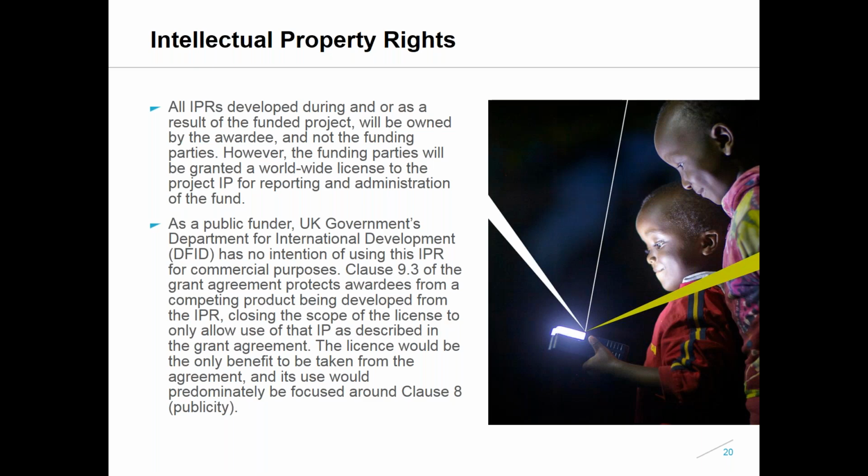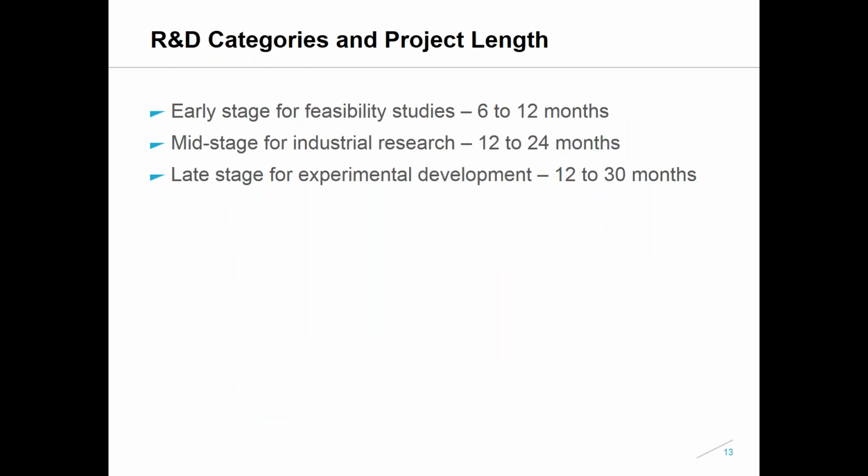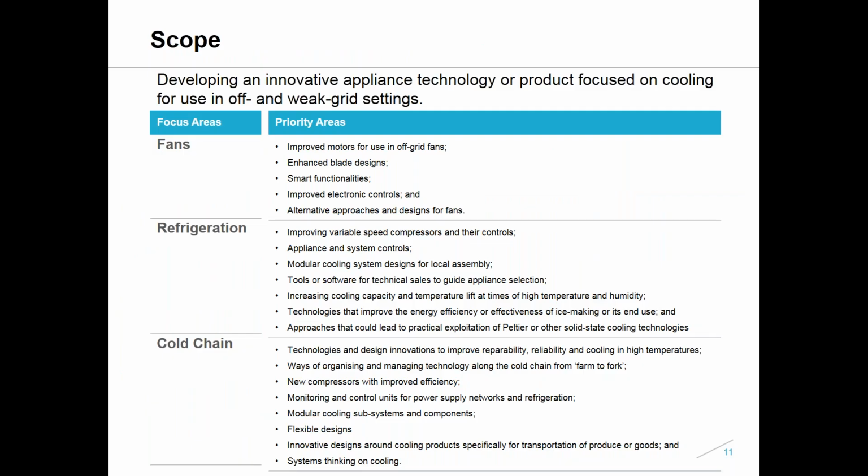So we have a question from Sridhar Rao, and he's asking, are microgrid innovations eligible for this program, which ensure efficient supply of electricity? So we're open to any innovations, any R&D in off-grid appliances to do with the scope. So Chris, if you could go back to the scope slide. So these are the areas that we're focused on.